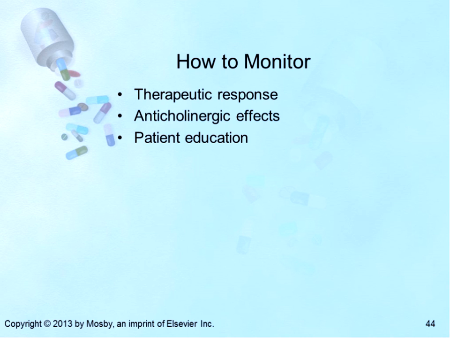How do we monitor these patients? Monitor for therapeutic response. The patient should be able to report fewer episodes of abdominal cramping and less diarrhea and constipation. Monitor for anticholinergic effects. Evaluate for increased heart rate and blood pressure, dry mouth, constipation, blurred vision, or urinary retention.